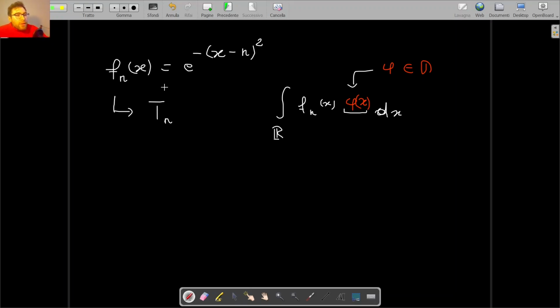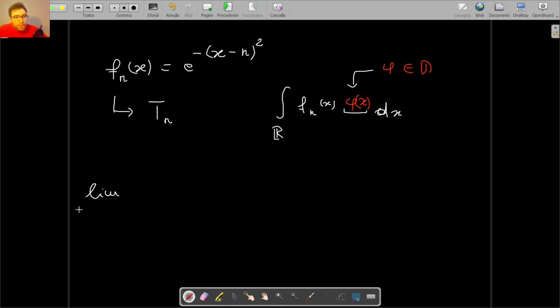So after this theoretical premise, we can go on with our exercise. We want to check to which distribution this sequence of functions converges. So we have to consider the linear functional, the pairing between this sequence of functions and a test function. And so let's do things in order.